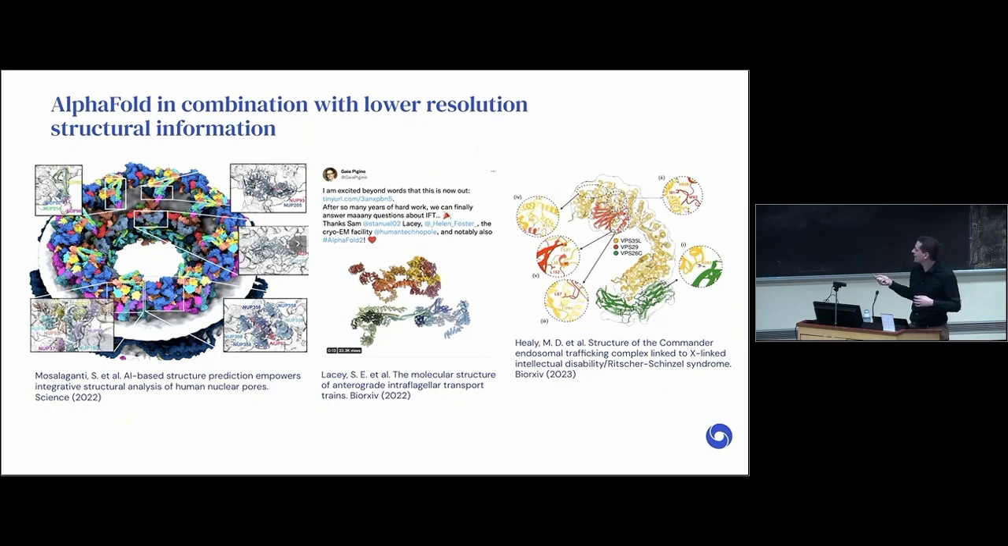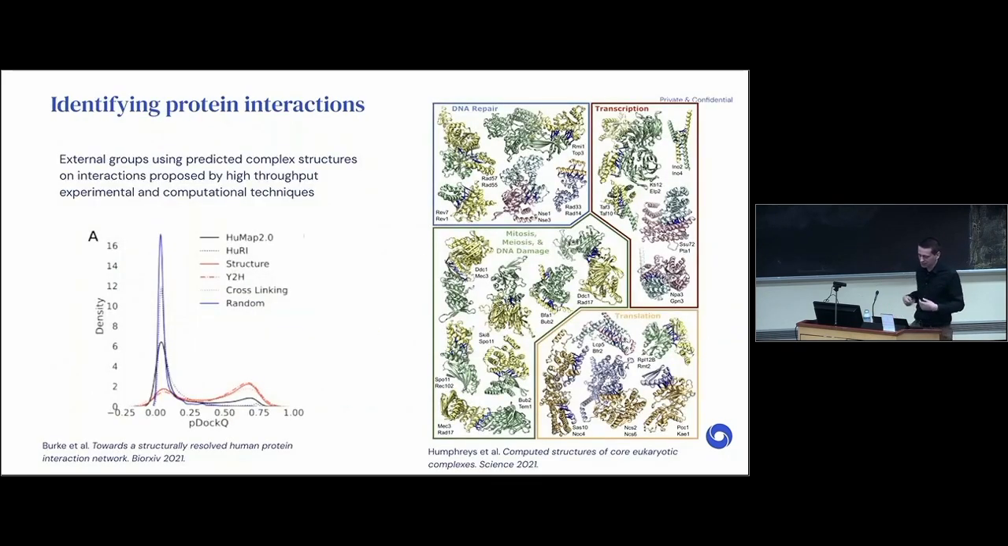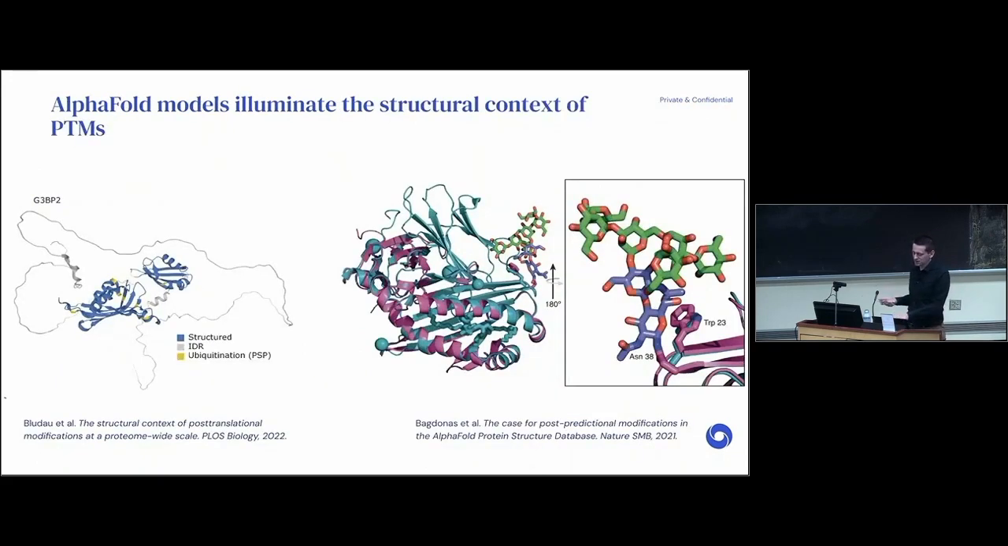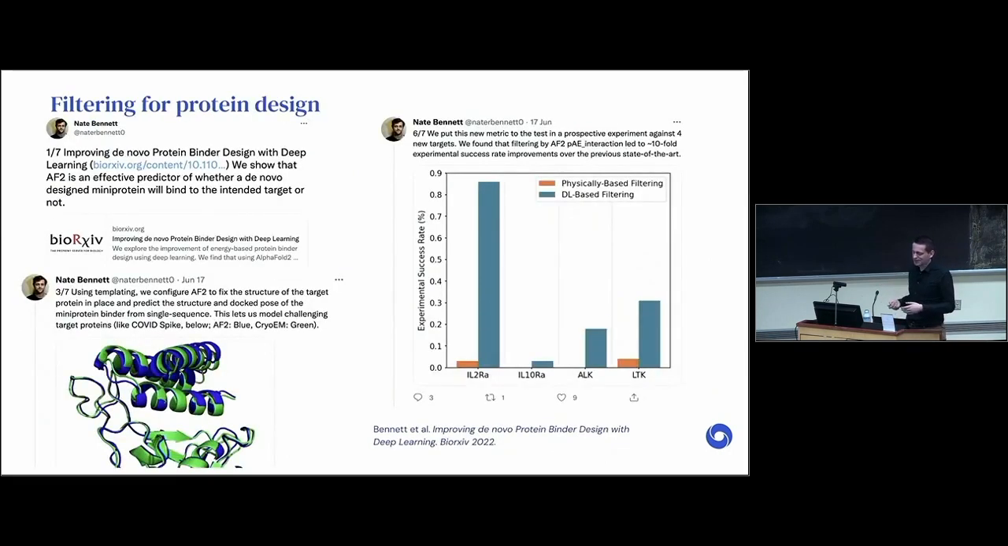One of the most dramatic is several groups solving the nuclear pore, which is an absolutely enormous complex. I thought, there's no way AlphaFold's going to be relevant for complexes of this size, right? Hundreds and hundreds of protein chains. But it is relevant. You can see it fits into some very coarse densities, thanks to some great work from the Kaczynski and Beck labs. It's been used to find protein interactions and what people are starting to call virtual pulldowns. It's been used to give context, I'm now rushing as you can tell, to post-translational modifications.